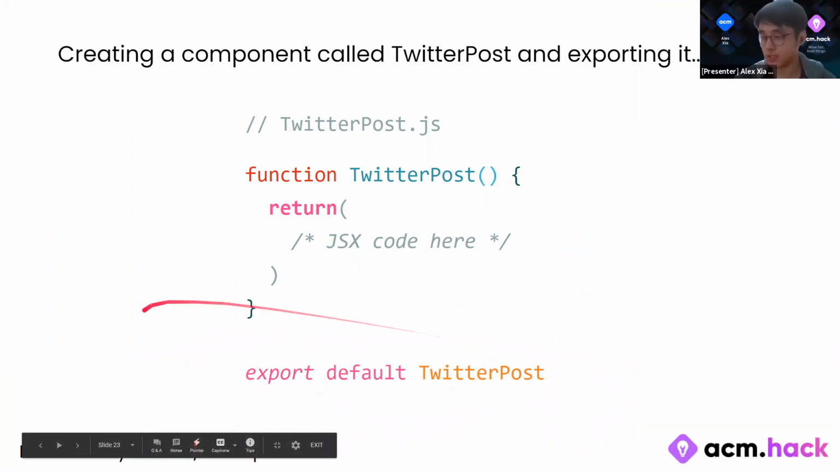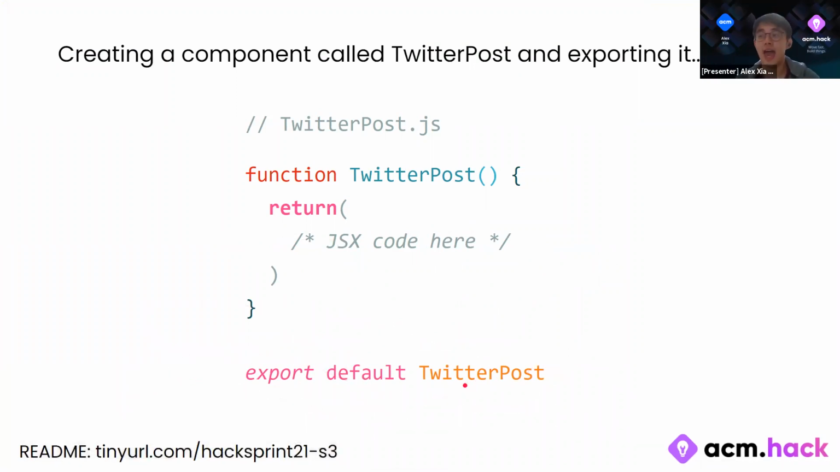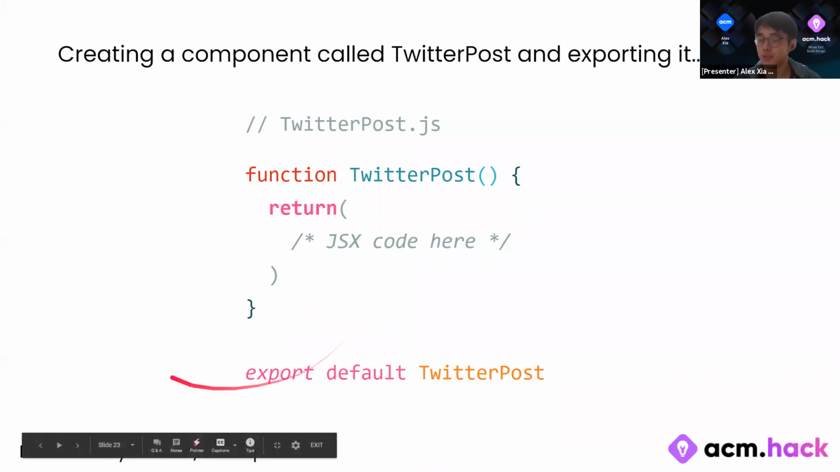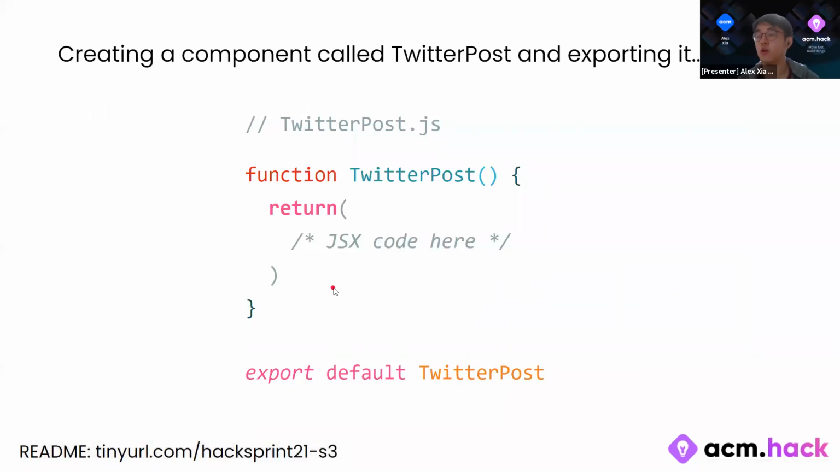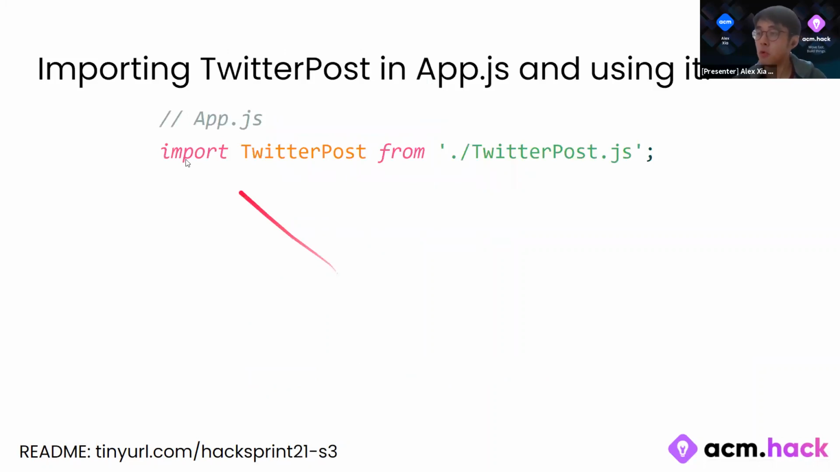We're going to talk about what this means, but essentially export default Twitter post means that you are exporting your file, this function, so that the rest of the project can know about this function. And in this case, you're going to want to use it in app.js. So in app.js, we can import this Twitter post from /twitterpost.js, or you don't need this JS, but this is optional.